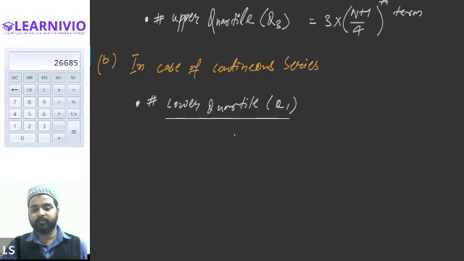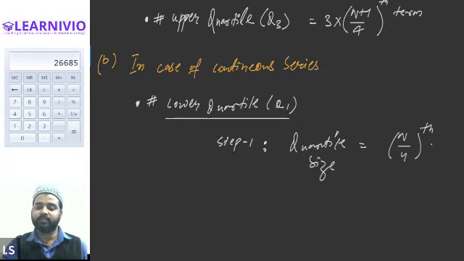First of all, the first step will be to calculate quartile size. In order to calculate quartile size, we will be applying this formula, n upon 4th term. Note this time we do not have n plus 1 by 4. This time we only have n by 4th term. If we want to calculate quartile 1 in case of continuous series, first of all, the first step is to calculate quartile size.